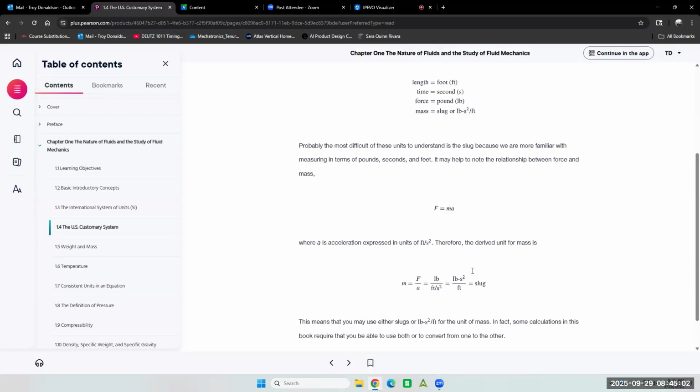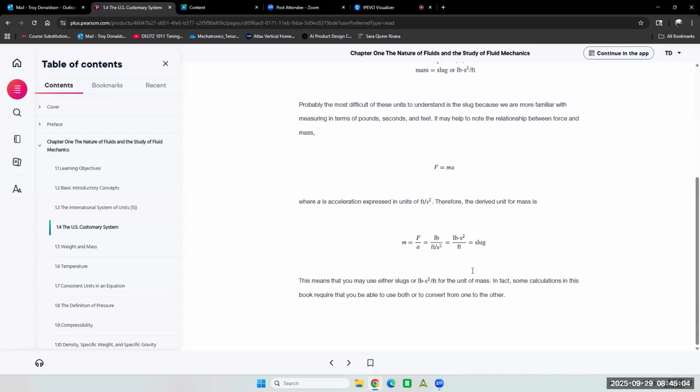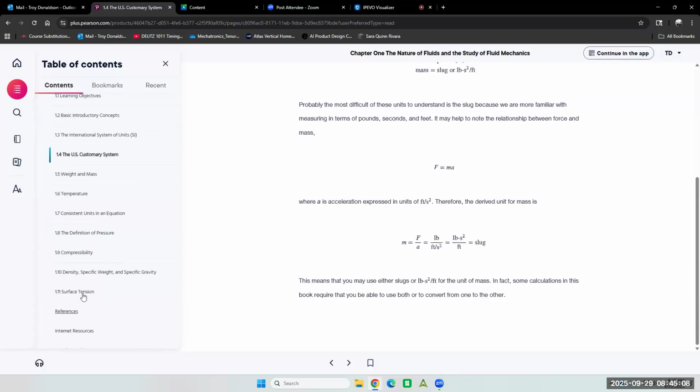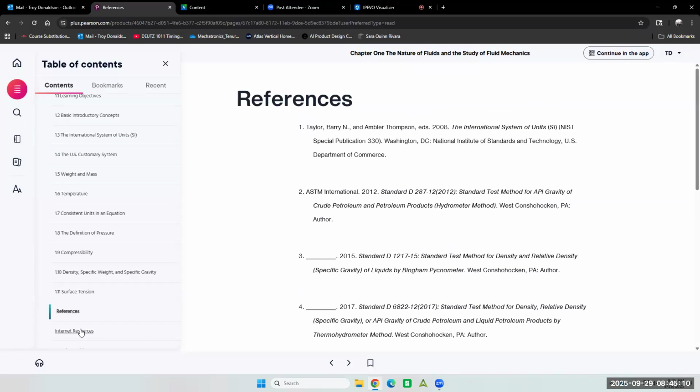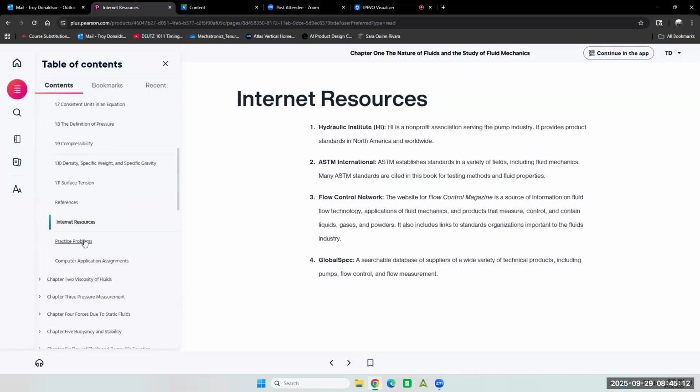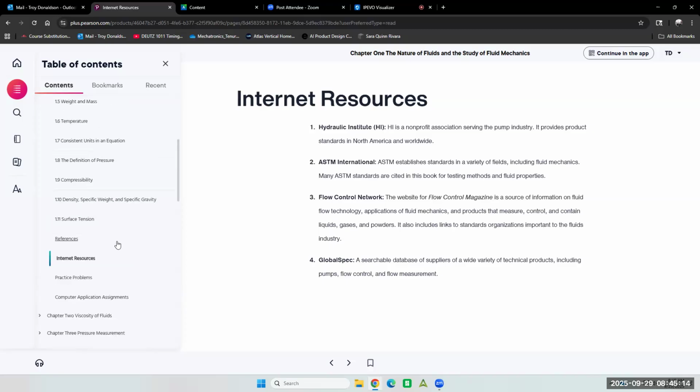I'm a little surprised they didn't do a conversation about the metric versus the English system, but I think they have that. Not in the references, not in the internet resources. Yeah, maybe they don't.